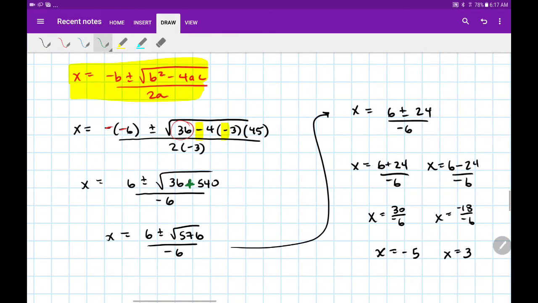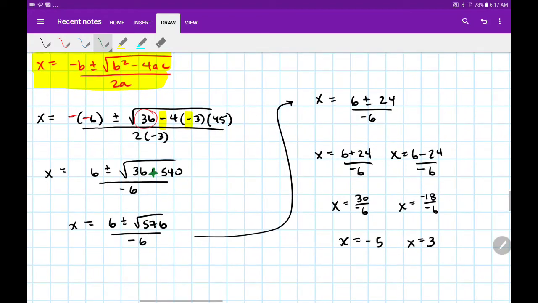Okay, simplifying all the way down, I would use a calculator to figure out that the square root of 576 is 24. And then we would break this into 2 different pieces. It says 6 plus or minus 24. So that means your 2 answers are 6 plus 24 on the left side, and then 6 minus 24 over negative 6 on the right side.